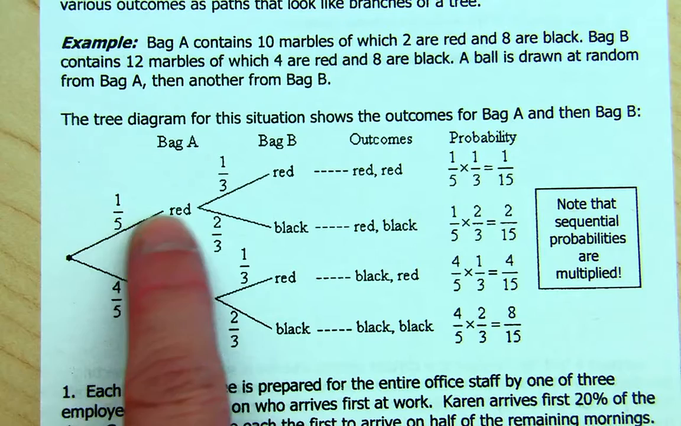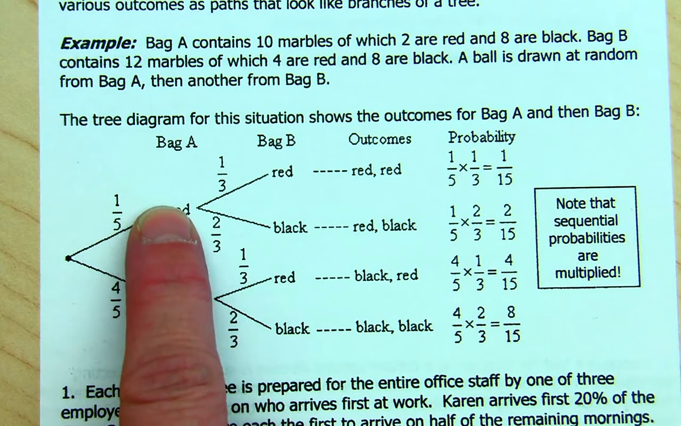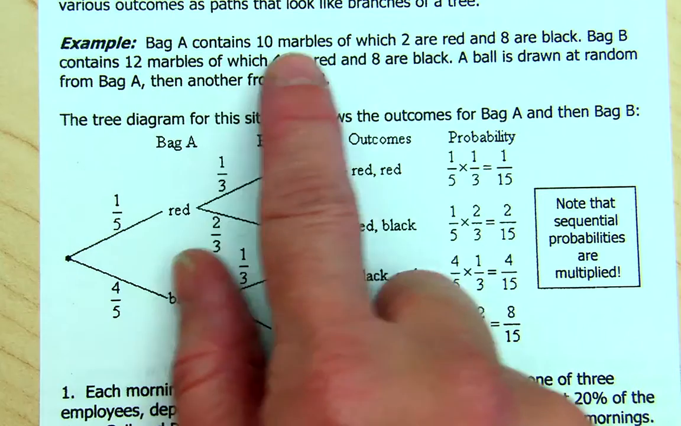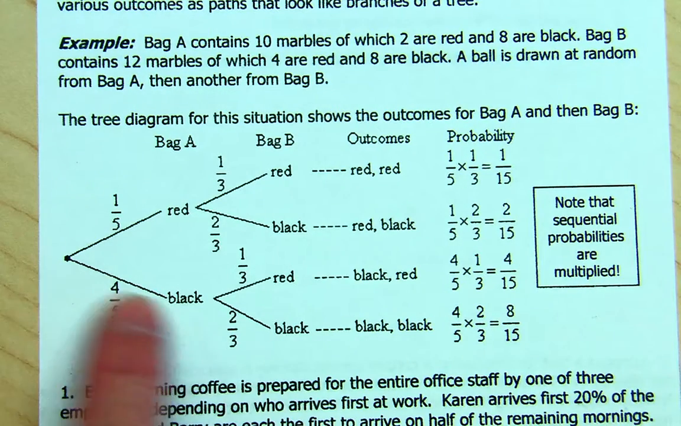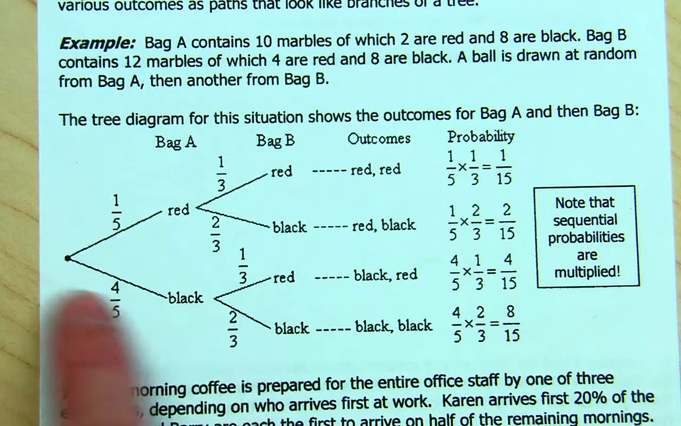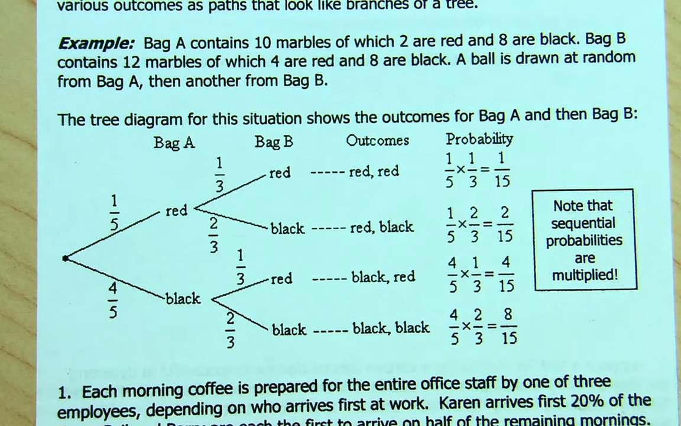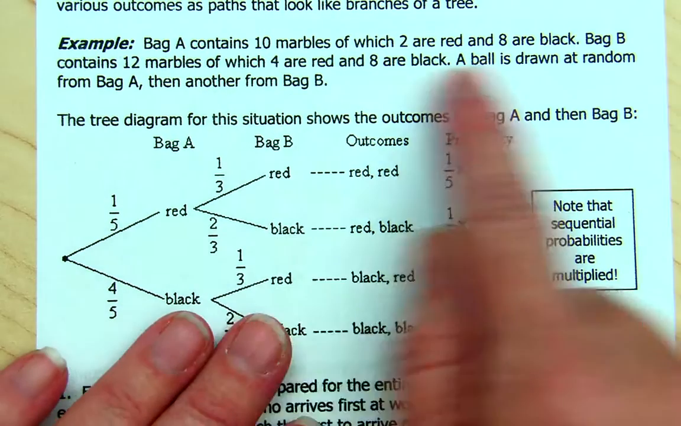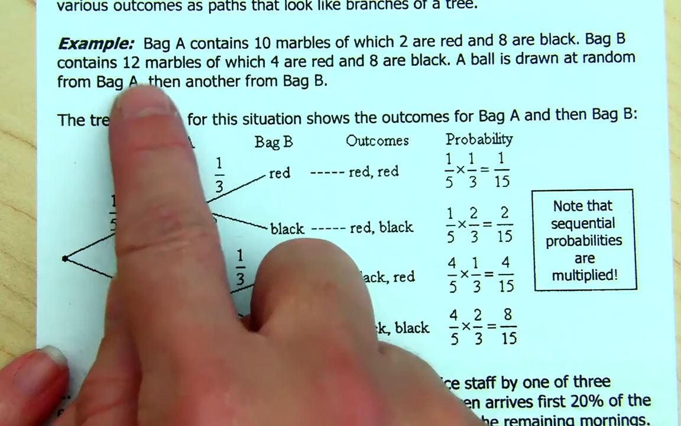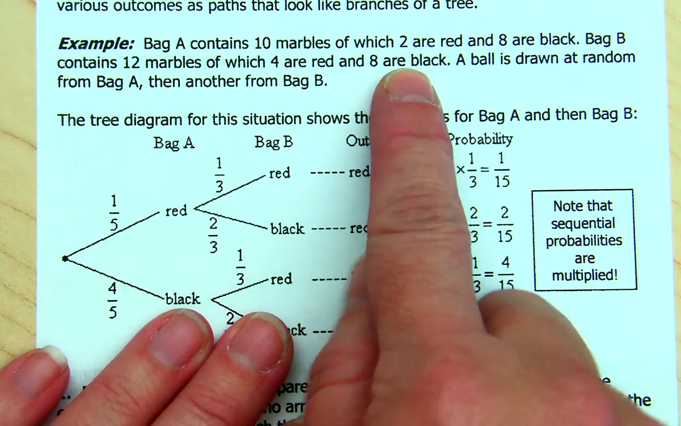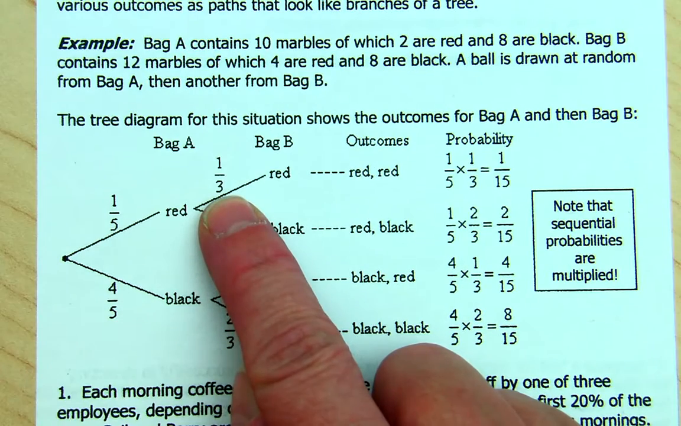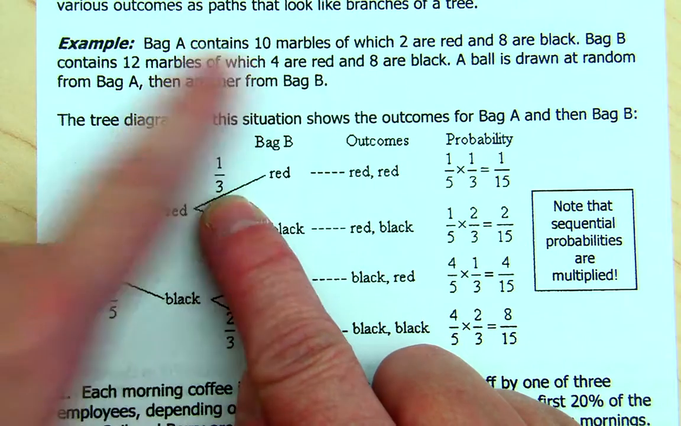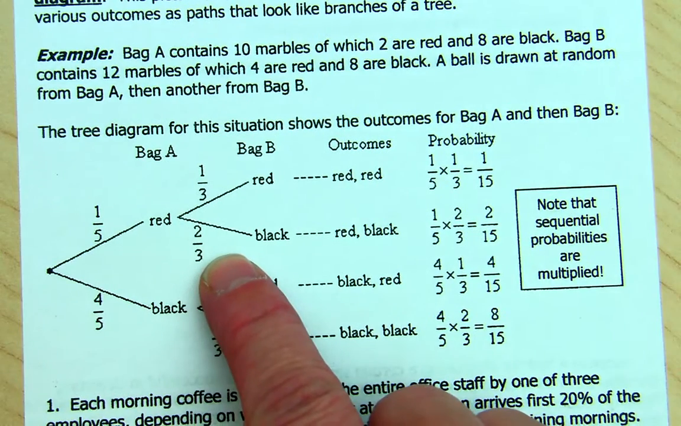So we write the probability of getting that outcome on the line toward that outcome. For bag A, we have 8 out of 10 are black, so that's 4/5 are black. So we just write the probability for that outcome on that line. Okay? Then when we get to the second bag, the B bag, there are 12 marbles, 4 are red, 8 are black. So for red, that would be 4 out of 12, or 1/3. And then for black would be 8 out of 12, or 2/3.